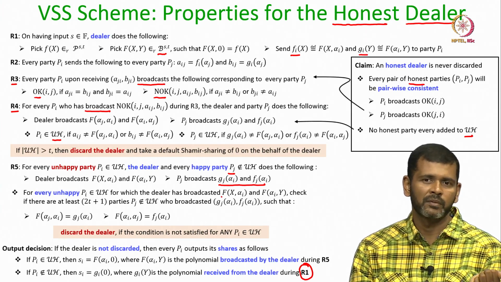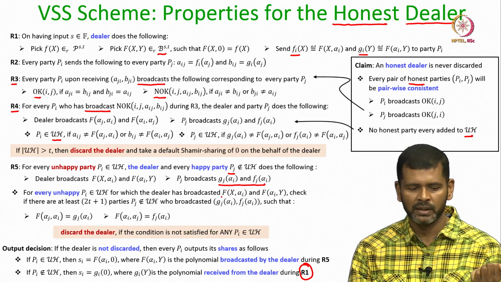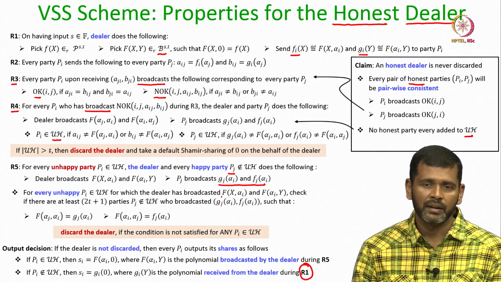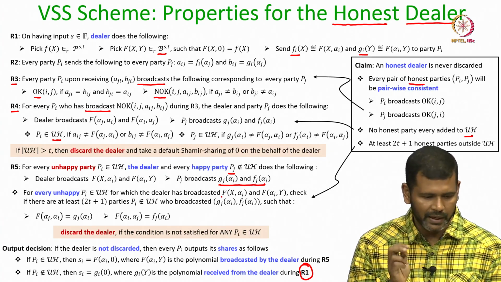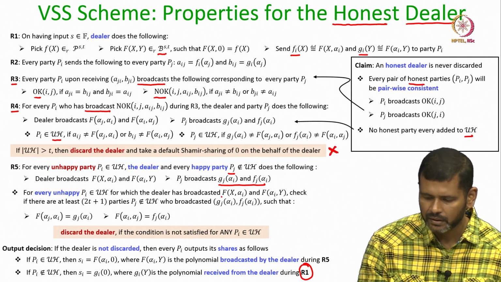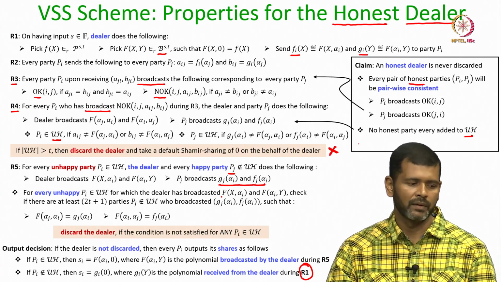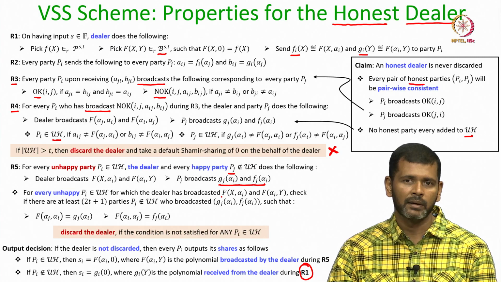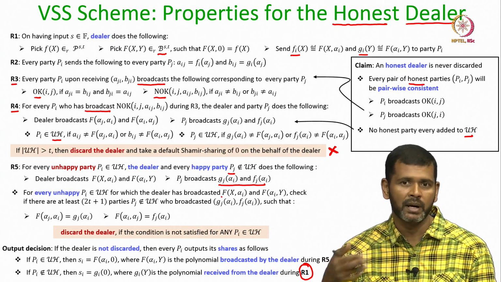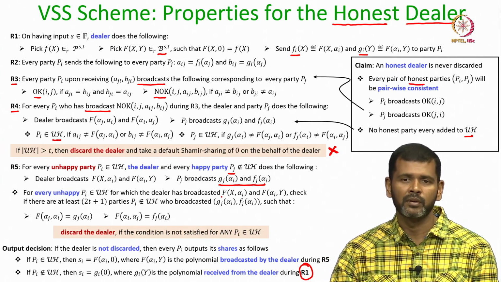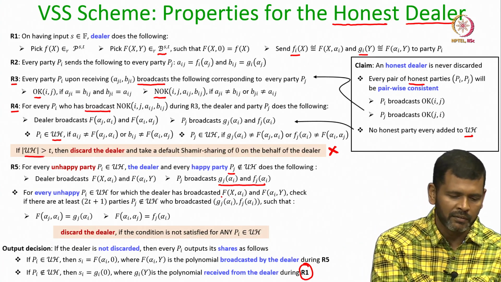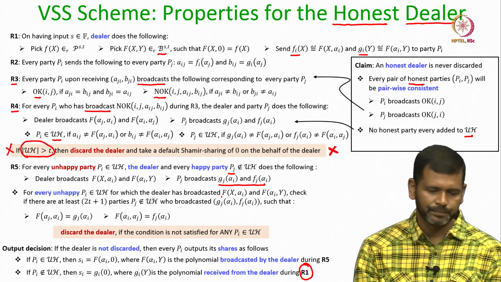And how many corrupt parties can we have in the system? We can have up to t corrupt parties, and as a result, the set of unhappy parties can have size at most t. So, for the case of an honest dealer, this sanity check will not pass, because there could be up to t corrupt parties in the unhappy set. There can't be any honest party in the unhappy set, only the corrupt parties will make it to the unhappy set, and since there could be up to t corrupt parties, this condition will never be satisfied for the case of an honest dealer.